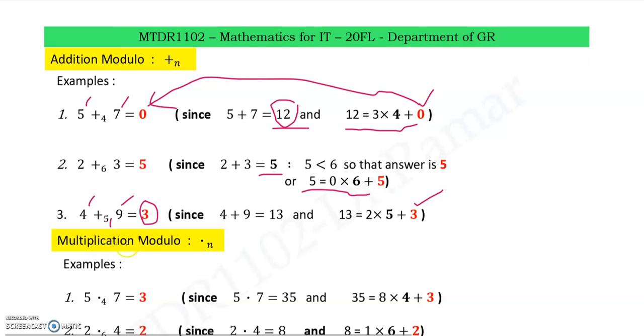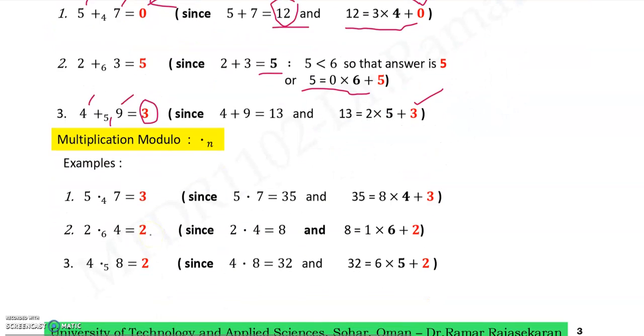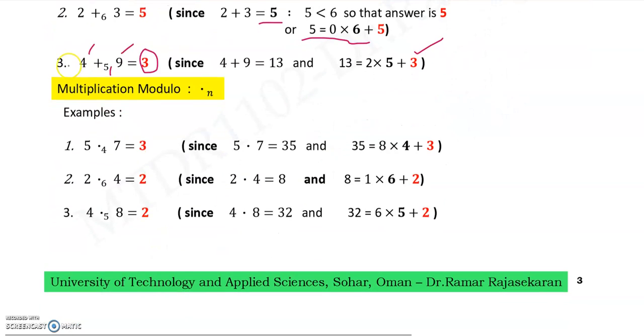Okay. Multiplication modulo. Similar idea. Instead of adding, we have to multiply. See here, 5 multiplication modulo 4 7 is equal to 3. How? Take the first number, take the second number, and multiply both. So 5 multiplied by 7 is 35. Then write this 35 as 8 multiplied by 4 plus 3.